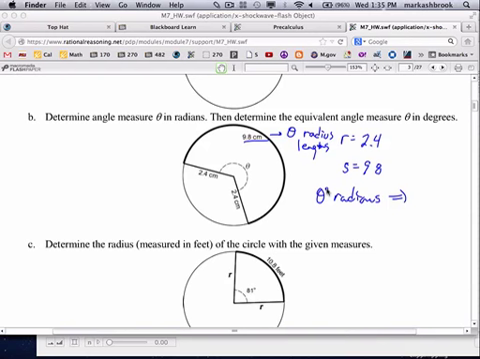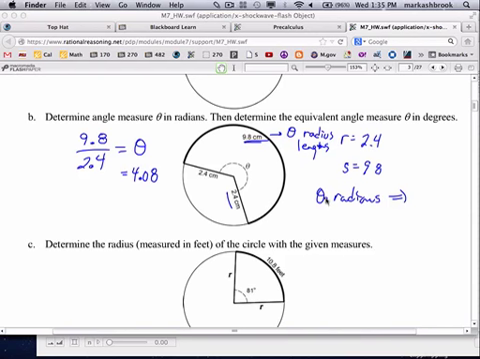So we want to know how many radius lengths is 9.8. How would we find that? If each radius is 2.4 and we got 9.8 centimeters? Yeah, we're going to take the total length of the arc and find out how many radius lengths are in it. So it's going to be 9.8 over 2.4. That'll be the value of theta. What does that equal? 4.08. Thank you. 4.08.